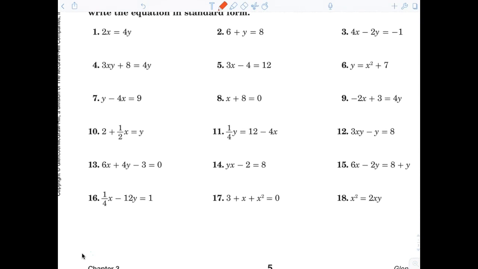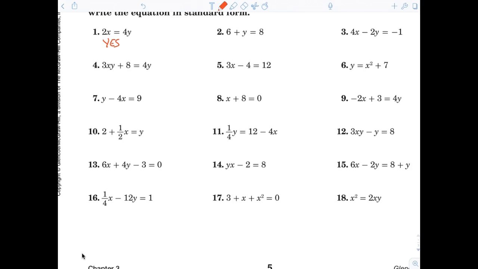Now, we're going to start with number 1. Again, we don't have to put it in the form ax plus by equals c. All we have to know is that x is to the first power and y is to the first power, and the x and y are separated. So is number 1 a line? Yes, it is. Number 1 is yes.